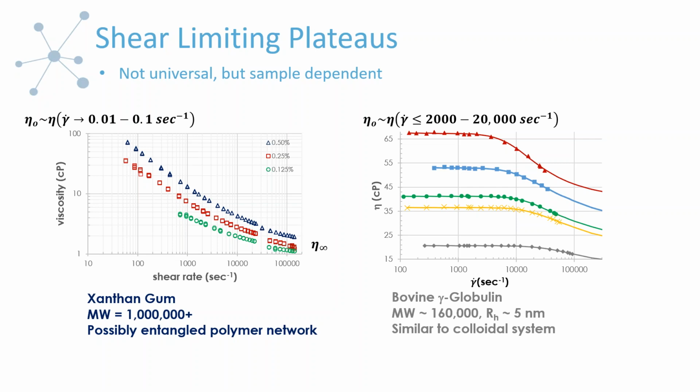So xanthan gum, as you know, is a very high molecular weight polysaccharide. Generally, molecular weight is a million plus. We don't know the exact one for this particular group of samples. And on the right plot, we have bovine gamma globulin, which is a model protein, which has molecular weight somewhere around 160,000. And generally, these are interpreted as behaving like a colloidal system, almost like a soft particle, albeit anisotropic and non-uniform.